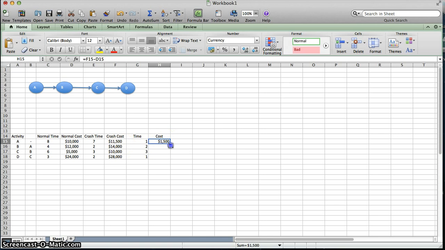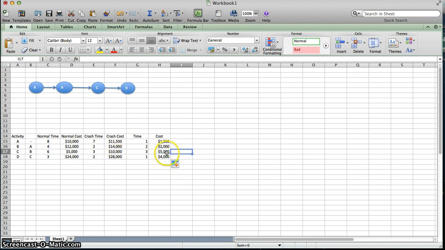And then we want to copy that one down. So once again, we'll double check here. On this one, it normally costs $5,000 to have it done in 6 days. But if we're willing to pay $5,000 more, $10,000, then we can have it done in 3 days.